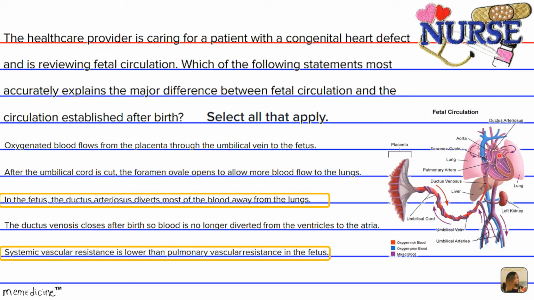Here, these arrows indicate diversion away from the lungs. Also, oxygenated blood flows from the placenta through the umbilical vein of the fetus. So these are the correct statements about the major differences.